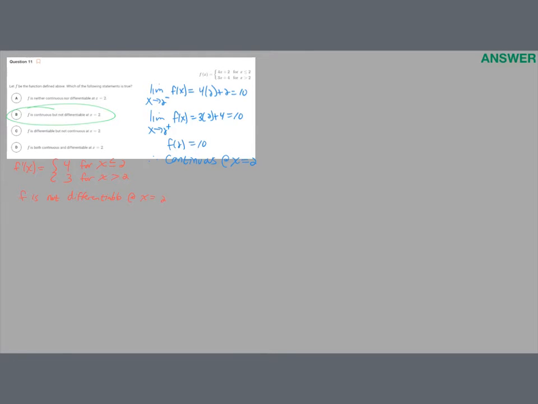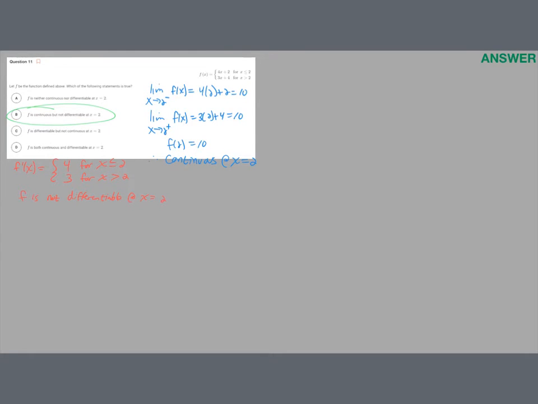For this one, you're given a piecewise function, and you'd like to know which of the following statements is true. There's another question about continuous and differentiable. The best thing to do is figure out what happens at the conversion between the first branch and the second branch. If I take the limit as you approach 2 from the left, you're going to use the top branch. Substituting in, you get 10. If I take the limit as I approach 2 from the right, you're going to get the bottom branch.